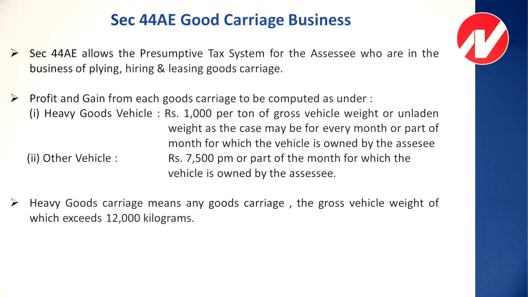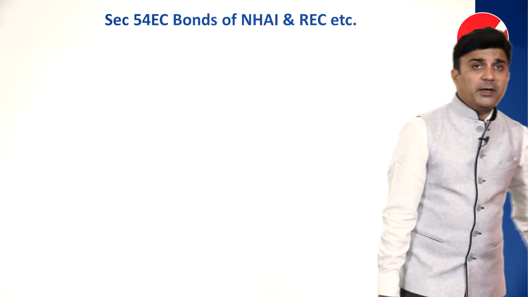The computation mechanism has been changed. For heavy goods vehicle, now there would be more taxability. If we check out, for heavy goods vehicle, there would be minimum taxability of 12,000 rupees per month. How come 12,000 per month? Heavy goods vehicle means the capacity exceeds 12,000 kilogram. If the capacity of the truck exceeds 12,000 kilogram, say assume it is 12,001, then also 1,000 rupees per ton will give you minimum 12,000 rupees per month or part thereof. So, he has increased the taxability for the heavy goods vehicle.